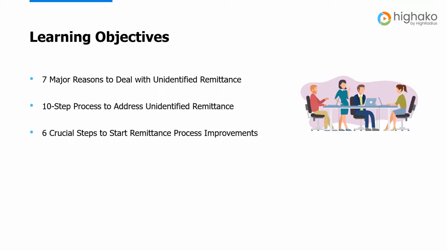Here are today's learning objectives. There are 7 reasons to deal with unidentified remittances. There is a 10-step process to address unidentified remittances, and 6 critical steps to start remittance process improvement initiatives.